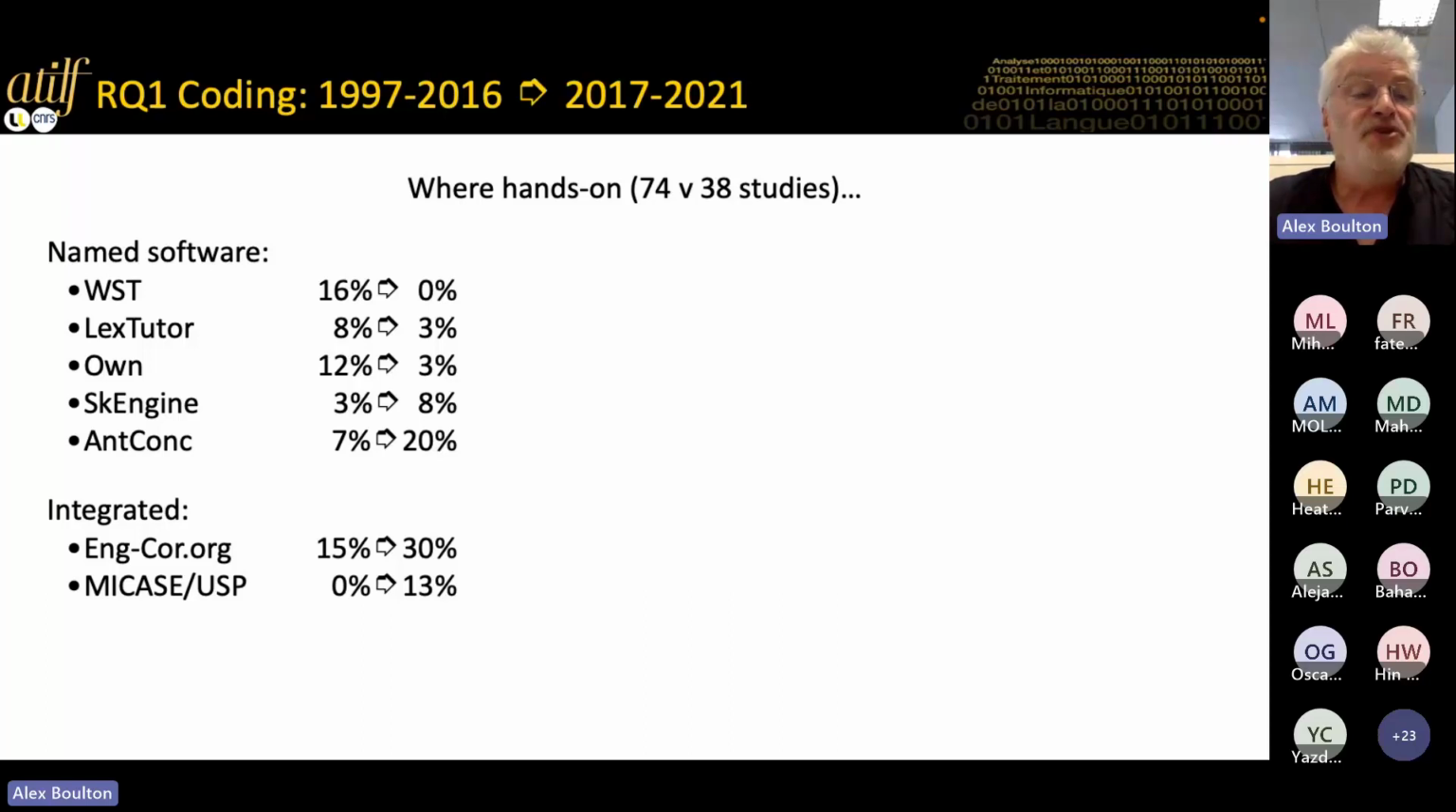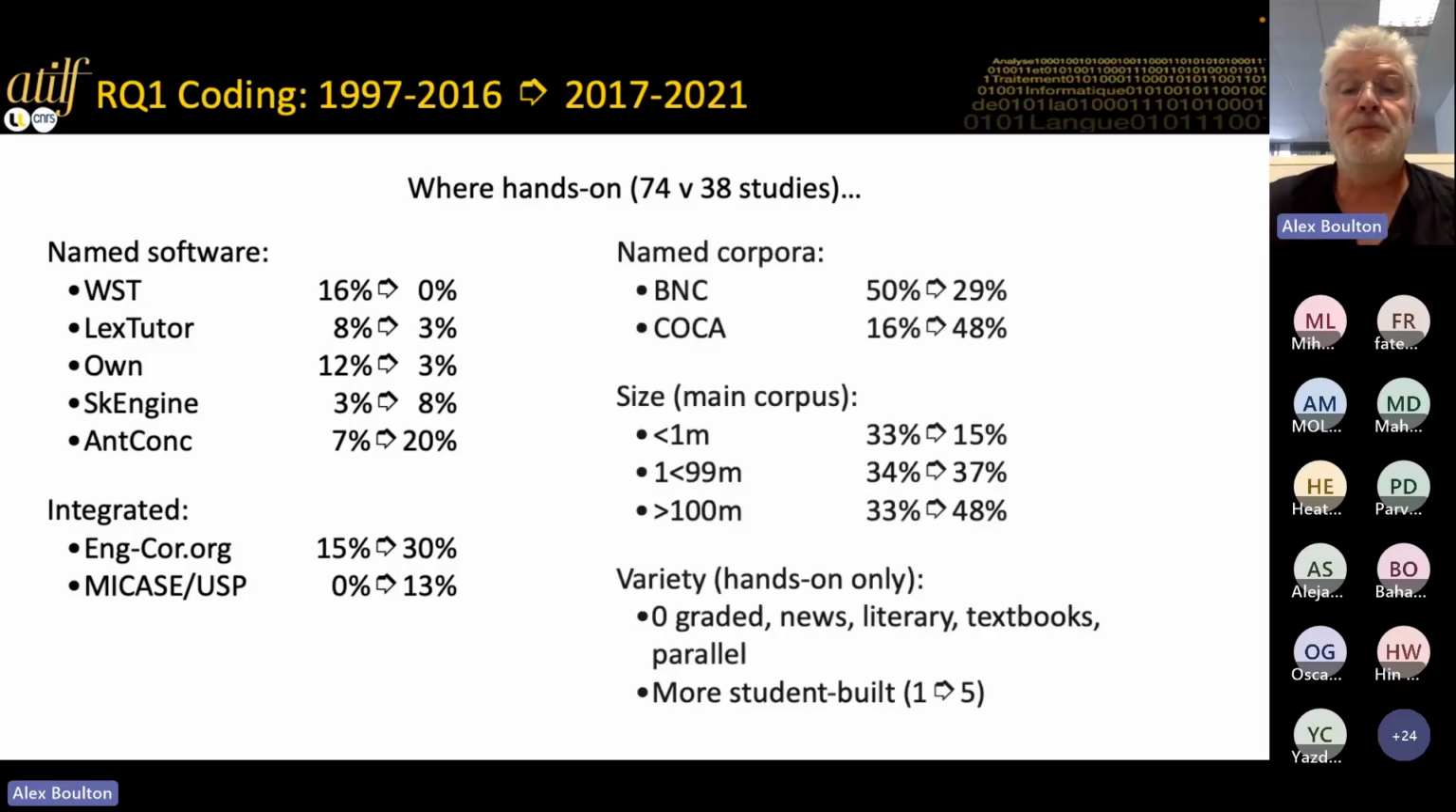Sometimes it's not separate software, but an integrated corpus and software platform. For example, it used to be hosted at Brigham Young University, BYU, created by Mark Davies, but now on english-corpora.org. That's gone up. 30% of all studies in the last 5 years were using that platform, or not maybe exclusively, but it featured in their studies, and MyCase and MyCusp as well for academic language.